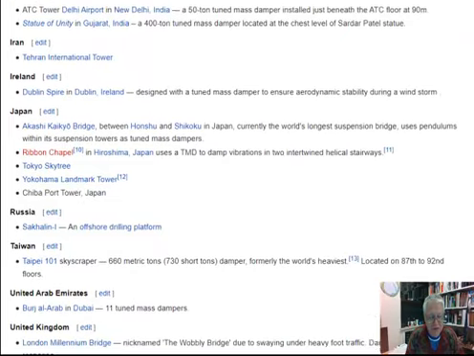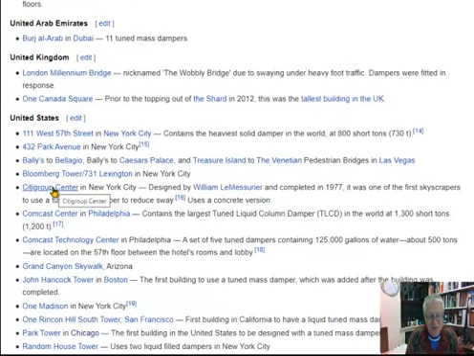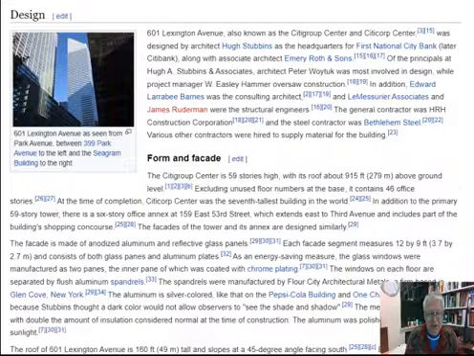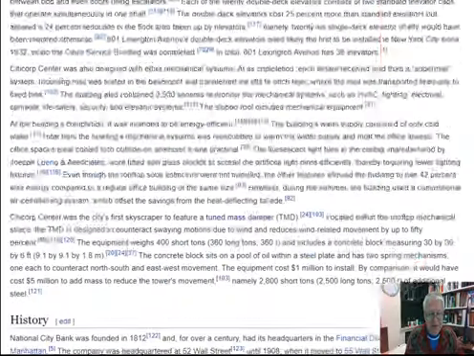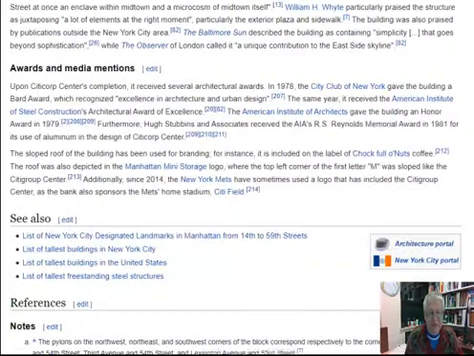So anyway, examples of buildings. Oh, let's see if they have United States here. Oh, there it is, Citigroup Center in New York City. And it was one of the first skyscrapers to use a tuned mass damper to reduce sway. It uses a concrete version. There we go. It's right there. If I click on that, maybe it's even in here somewhere that they talk about that.